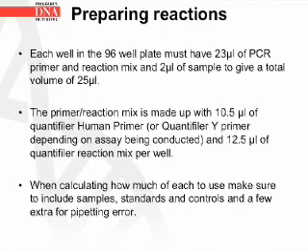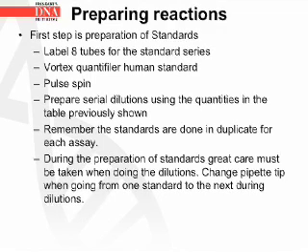The primer/reaction mix is made up with 10.5 microliters of the quantifier human primer or quantifier Y primer depending on the assay being conducted, and 12.5 microliters of the quantifier reaction mix per well. When calculating how much of each to use, make sure to include samples, standards, and controls, and a few extra for pipetting error. Now let's go through the steps of preparing standards.